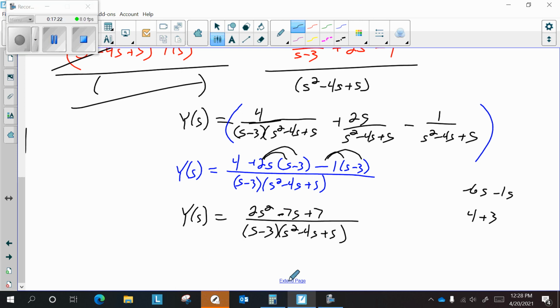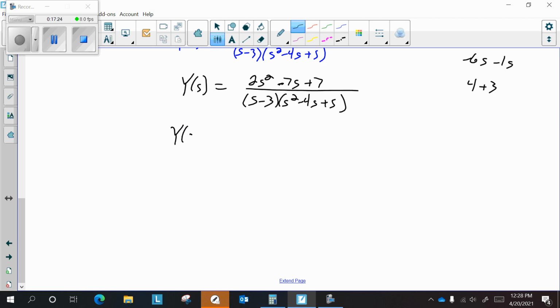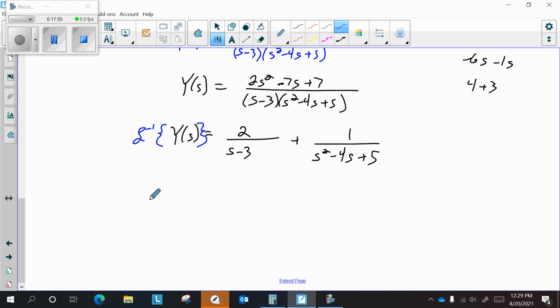Now we would want to do partial fraction decomposition to split this up into something over s minus 3 and then something over s squared minus 4s plus 5. Now, for time's sake, I'm going to let the computer do that. So that's going to give us a 2 over s minus 3, a 1 over s squared minus 4s plus 5. So we would need to transform each of these to get back to y. We would need to do the inverse Laplace of the left side, and that's going to give us y of t, which is what we're looking for.